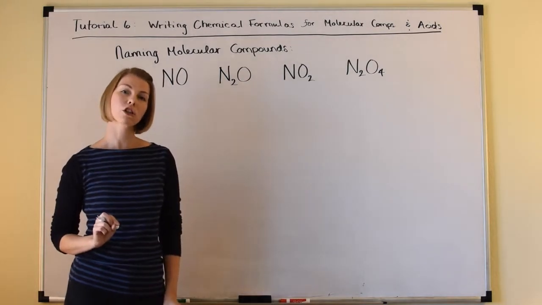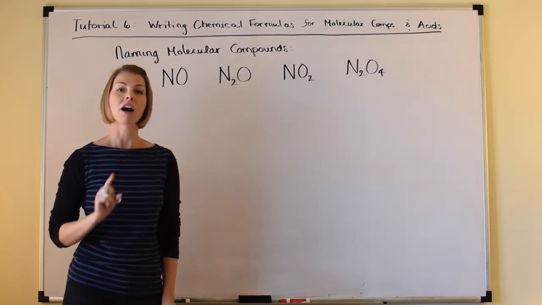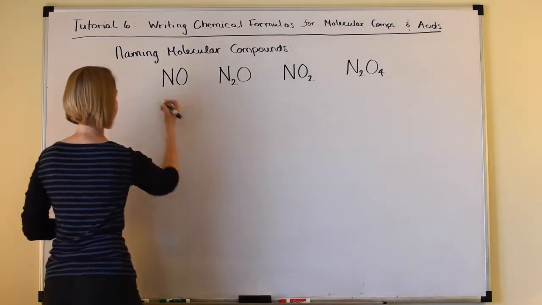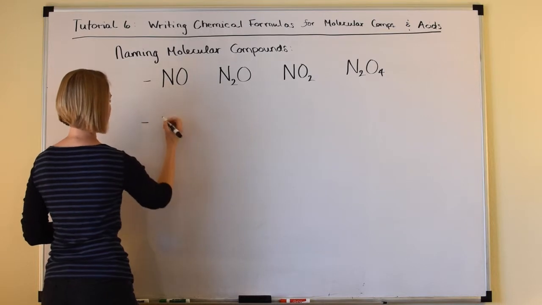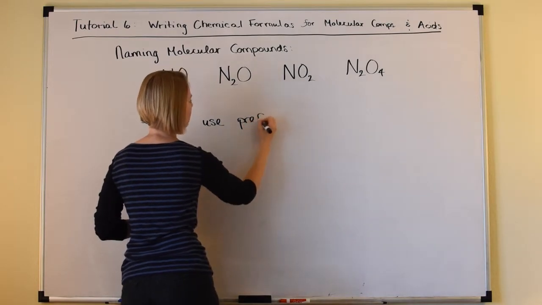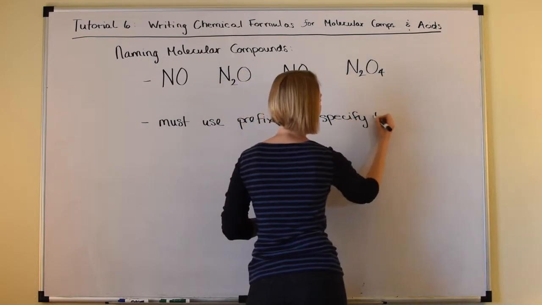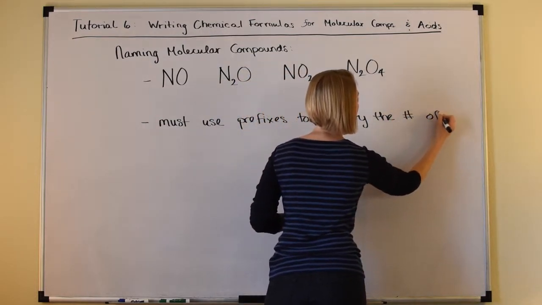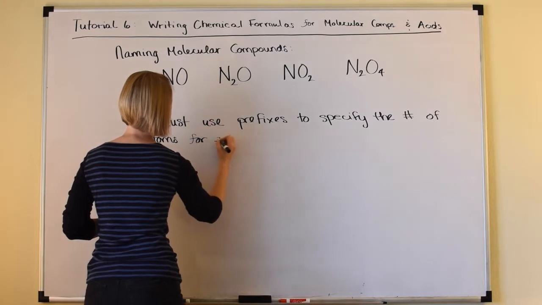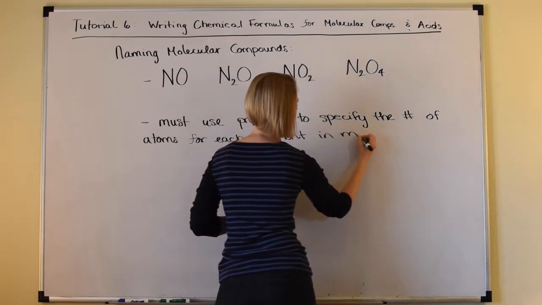And that's why with molecular compounds, you're going to have to use a prefix to specify the number of each atom or each element in the compound. Okay, so let me write that up here. So that was just an example. I'll put a little hash mark there. Okay, must use prefixes to specify the number of atoms for each element in a molecular compound.